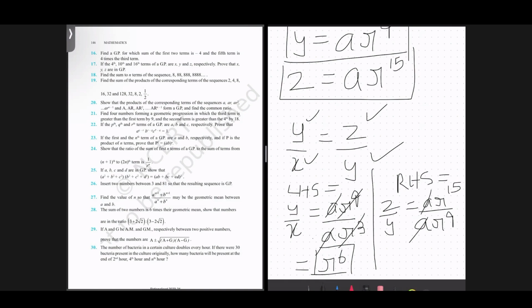So you can cancel a and a out again, and when you cancel the numerator and denominator, what you're left with is r raised to the power 6. Now, as you can see, we have the LHS equal to RHS, and as the second term and the first term are in the same ratio as the third term and the second term, we can say that these three terms are in a GP. Correct. Moving on to question number 18.